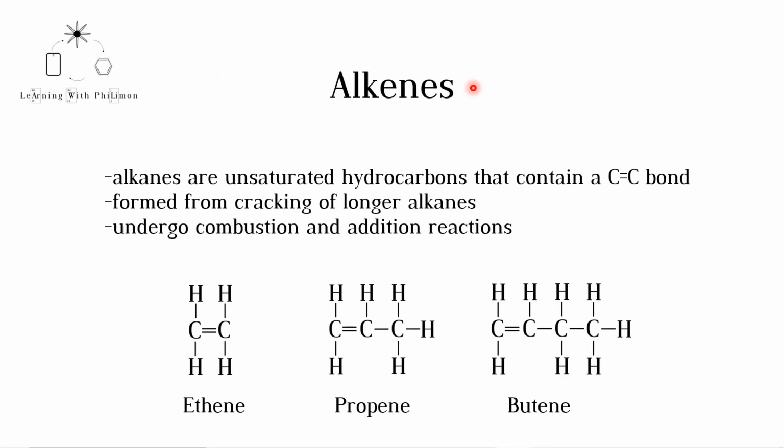In summary, alkenes are unsaturated hydrocarbons that contain a carbon-carbon double bond. Alkenes are formed from cracking of longer chain alkanes. Alkenes undergo combustion and addition reactions.